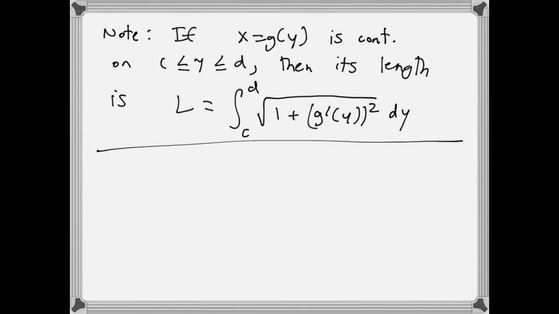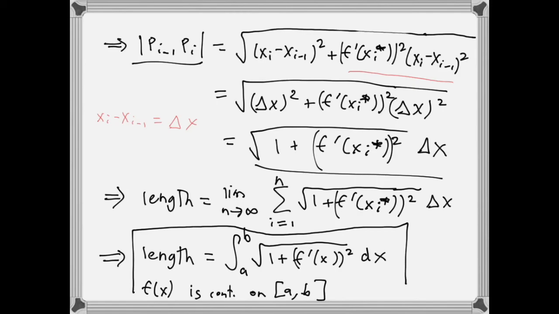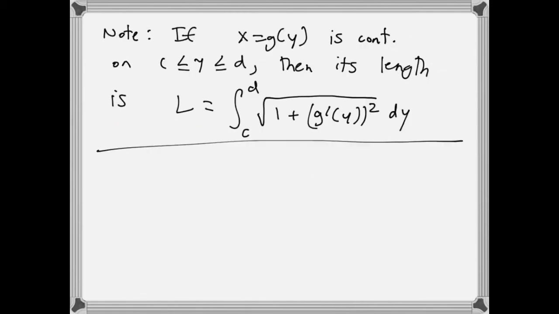Okay? So what we're saying is, if you have a function of x and you want its arc length, you use this formula. And if you have a function of y and you want its arc length, you use this formula. The only difference in the two formulas is that one is in terms of x and the other one is in terms of y. Okay? All right, so let's see some examples.